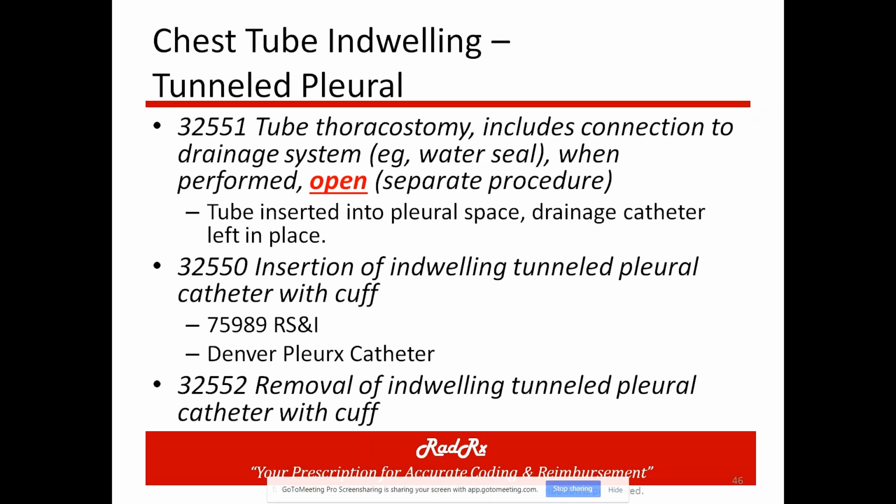And in your reports, you will see these referred to sometimes as the Denver Pleurex catheters, that tunneled pleural catheter with the cuff. And then we do have the RS&I code that goes with 32550, and that is 75989. So that's for the Denver Pleurex catheter. So those are for your tunneled pleural catheters.